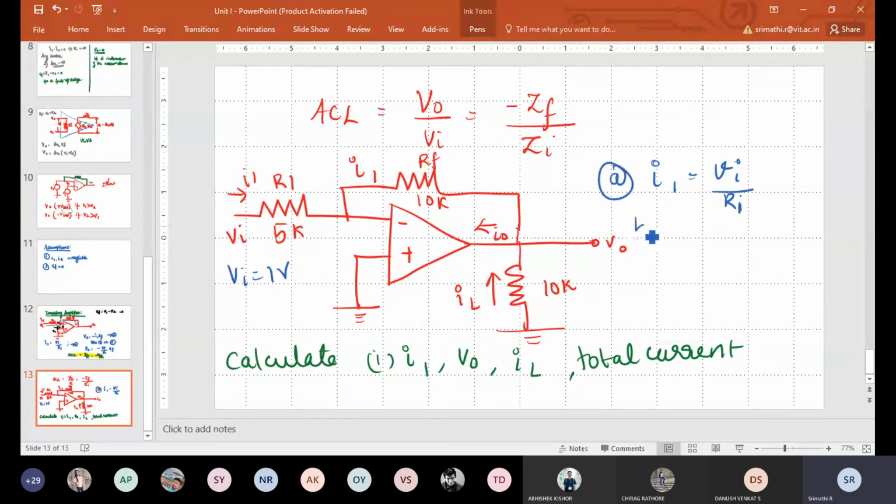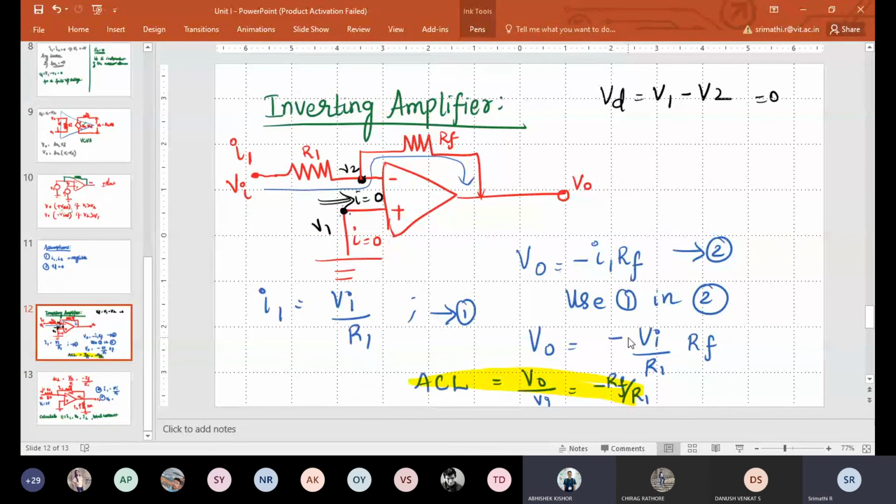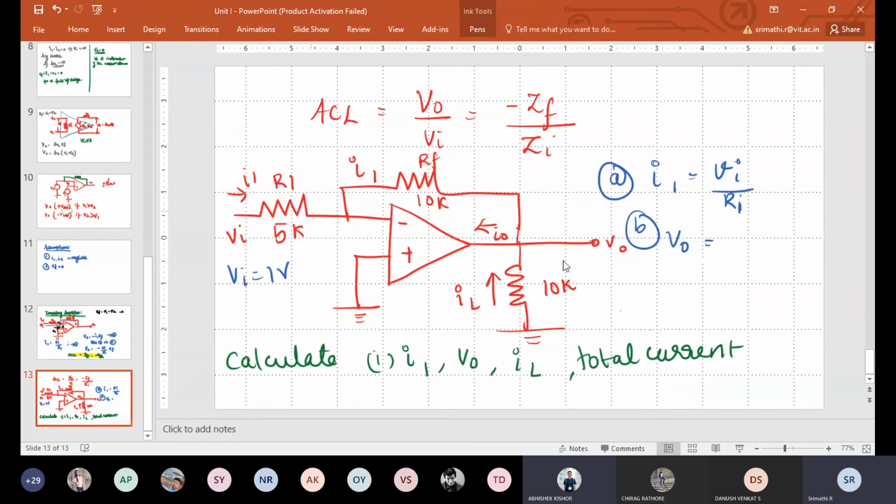First problem. Subdivision B asks for V0. How will you find V0? What is the formula for V0? Minus of I1 into RF, that is, VI into RF by R1. Right? Minus of VI into RF by R1.